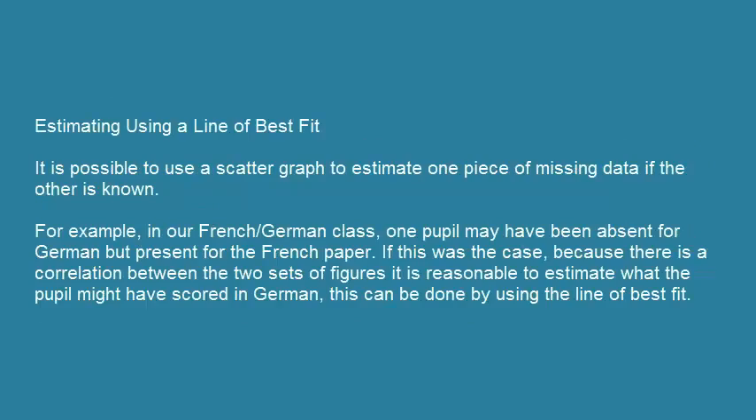It is possible to use a scatter graph to estimate one piece of missing data if the other is known. For example, in our French-German class, one pupil may have been absent for German but present for the French paper. If this was the case, because there is a correlation between the two sets of figures, it is reasonable to estimate what the pupil might have scored in German. This can be done by using the line of best fit.